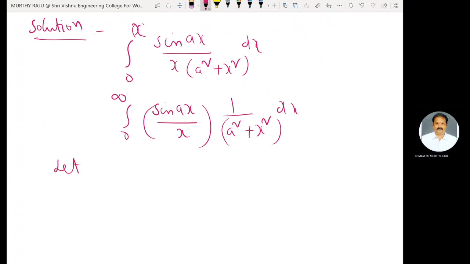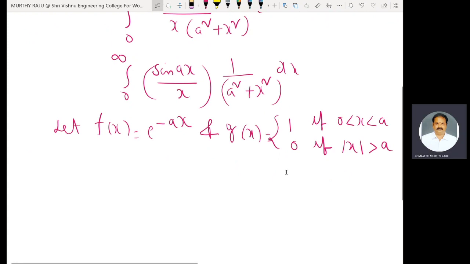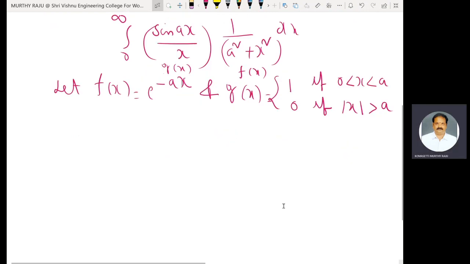Consider two functions. Let f of x is equal to e power minus ax and g of x is equal to 1 if 0 less than x less than a, 0 if mod x greater than a. These are the two functions. 1 by a square plus x square is related to f of x, and sin ax by x is related to g of x. Apply Fourier cosine transform to these functions.